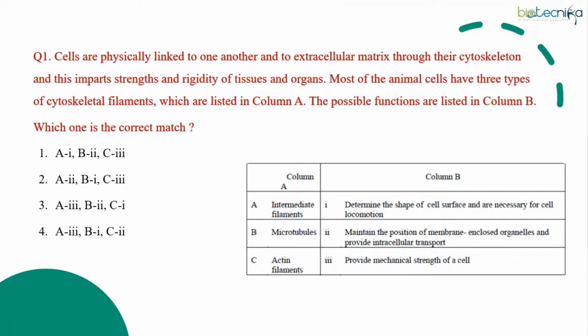Let's take up a very simple question which was asked recently. Cells are physically linked to one another and to the extracellular matrix through their cytoskeleton, and this imparts strength and rigidity to the tissues as well as organs. Most of the animal cells have three types of cytoskeletal filaments. I guess you all are aware, and that is also mentioned in column A. Their corresponding functions are listed in column B. From the given options, you have to identify the correct combination. Find out.